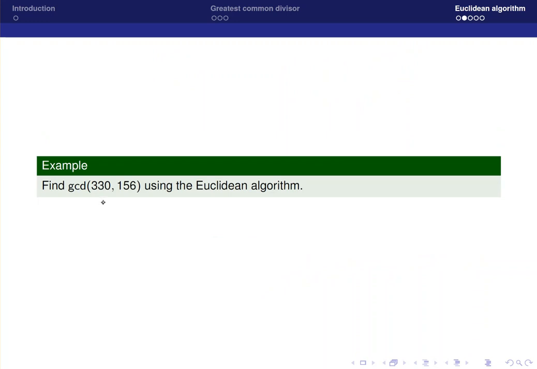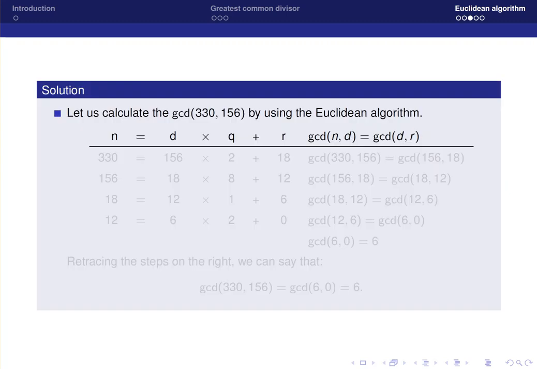So by the way, keep in mind that according to the previous slide, this will be n and this will be d. And so we begin by dividing 330 by 156. And again, I'm always going to write n first, d after, q after, and then finally the r. And as a reminder, this is the statement from the theorem. So 330 divided by 156 will be a 2 with a remainder of 18. And you can verify this with your calculator. It's not terribly difficult to check.